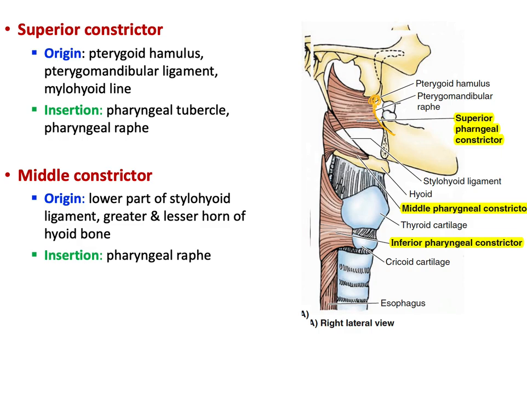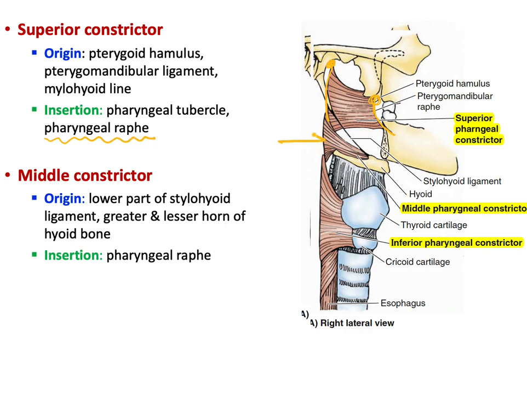So that's where it originates: the pterygoid hamulus, the pterygomandibular ligament or raphe, and it's inserted, as you see here above, into the pharyngeal tubercle and of course into the pharyngeal raphe. You will notice that all of the constrictor muscles are inserted at the end into the pharyngeal raphe.